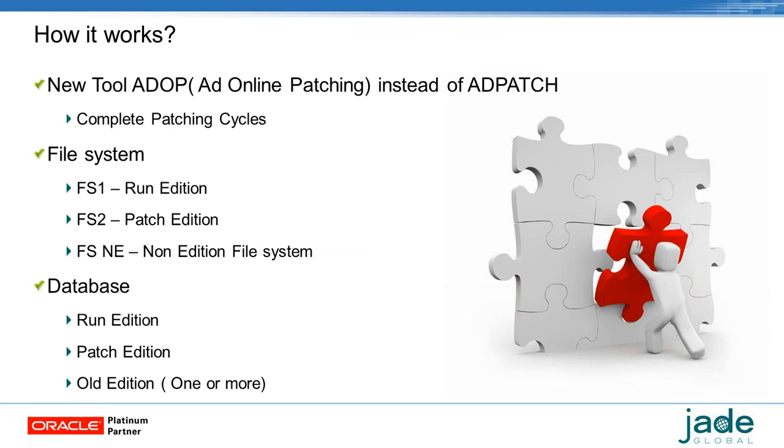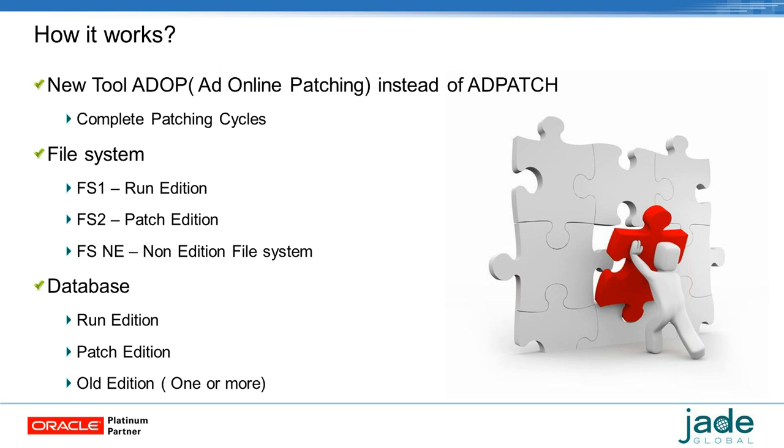With online patching, Oracle introduced a couple of new features within their EBS environment. The first thing they did was introduce a tool called ADOP, which is AD Online Patching, which is going to replace the AD Patch tool. This will handle the entire patching cycle. Next, instead of a single file system, they have introduced a mandatory three versions of file system. File system 1 is the run edition, which supports your running application. Another one is file system 2, the patch edition, which is a copy of your run edition, but sitting dormant until you are ready for patching. You apply all your patches on this edition.